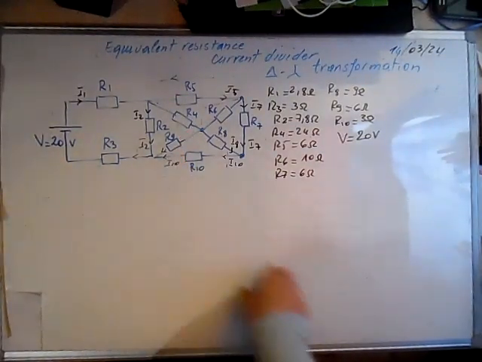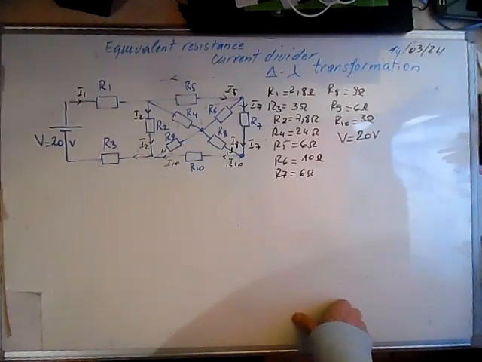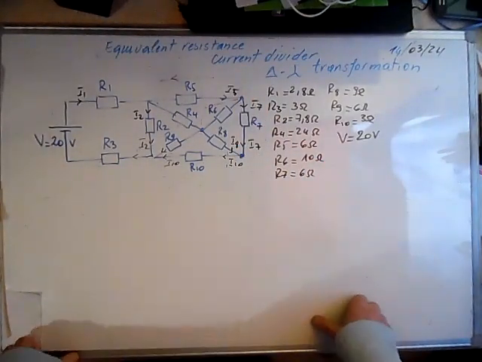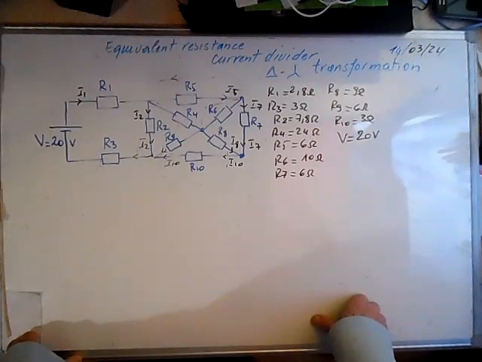Let's have a circuit like this, and we are asked to calculate the equivalent resistance. Once we calculate the equivalent resistance, we are going to use it to calculate the currents in all the branches. We are going to use the current divider, which is a powerful tool to calculate the currents, and we are going to do a delta-Y transformation because we don't see any parallel and series resistors here, so we have to do two transformations.